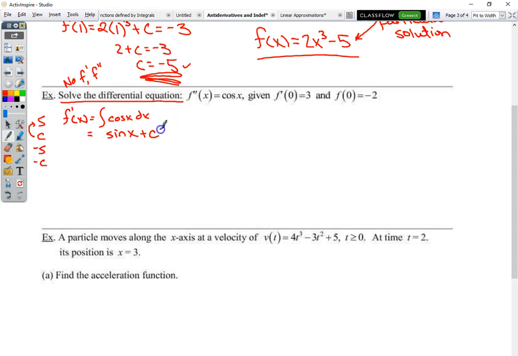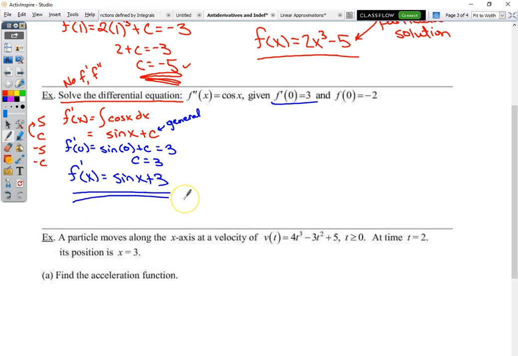Now this is again our general. We want a specific. So they tell me originally that f prime of 0, so we want f prime of 0. Okay, that's my sine of 0 plus c, and that should equal 3. Well, the sine of 0 is 0, so c is 3. So f prime of x is really the sine of x plus 3.